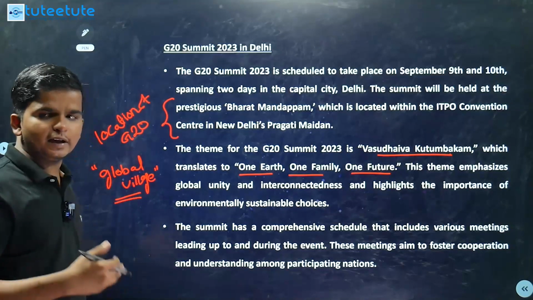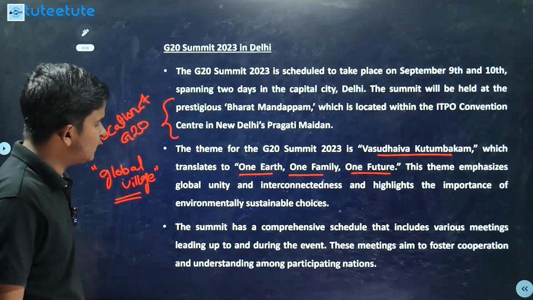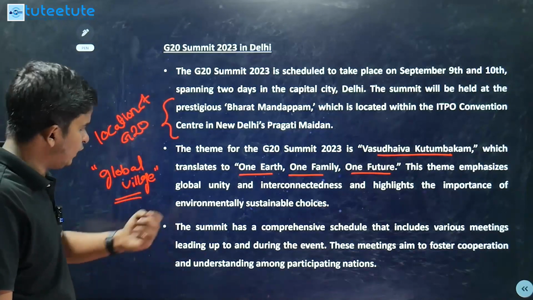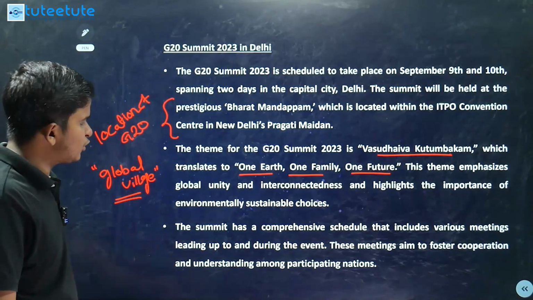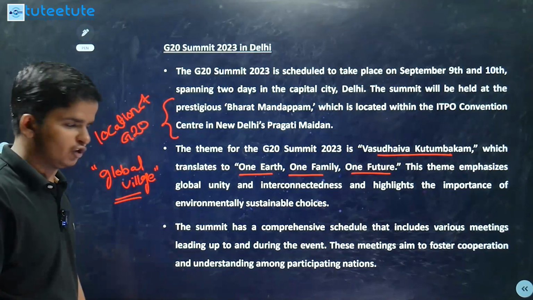The G20 meeting is indirectly telling that. The summit has a comprehensive schedule that includes various meetings leading up to and during the event. These meetings aim to foster cooperation and understanding among participating nations. Clear?